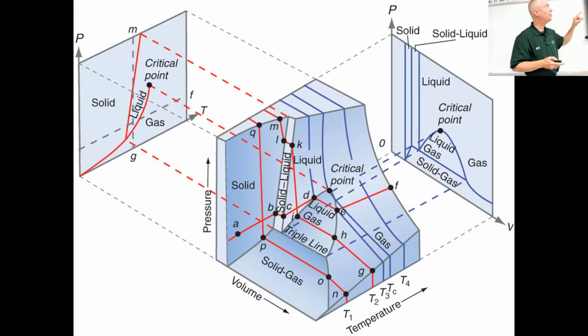This is a 3-dimensional shape that is incorporating both the PT phase diagram and the PV phase diagram. And so this is what Matt was asking about. This is the 3D shape. So pass this around.